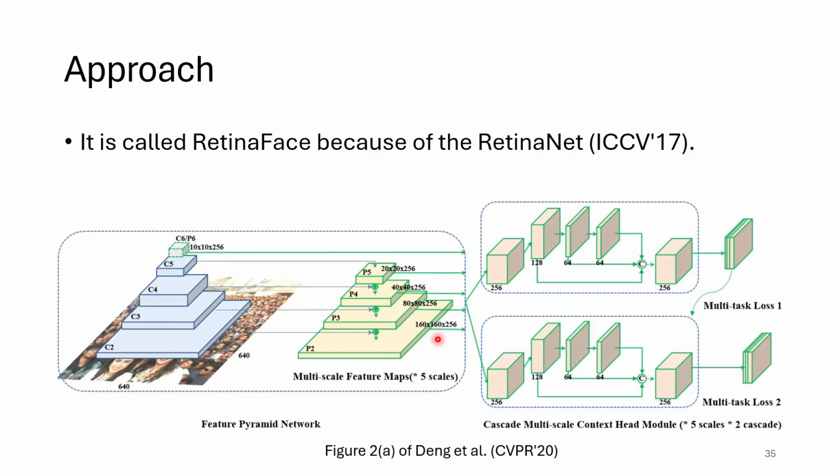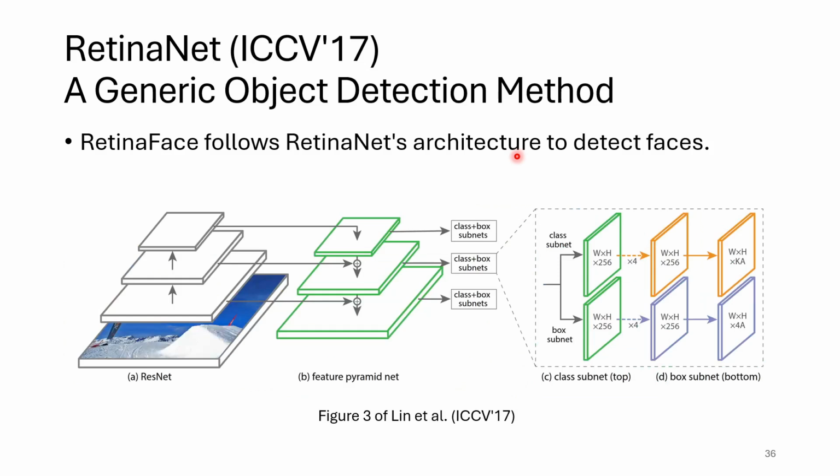Okay, so this is their approach. They call the method RetinaFace because it uses the architecture of RetinaNet. So what is RetinaNet? This is RetinaNet. It was a paper in ICCV 17. It is a generic object detection method.